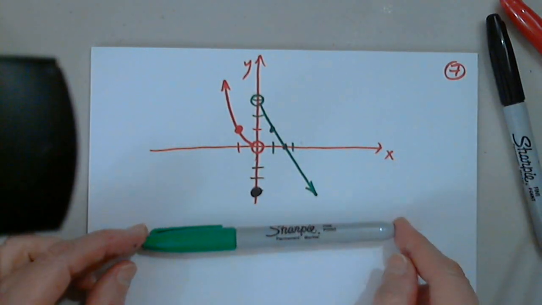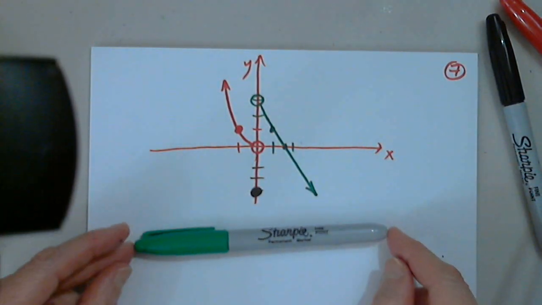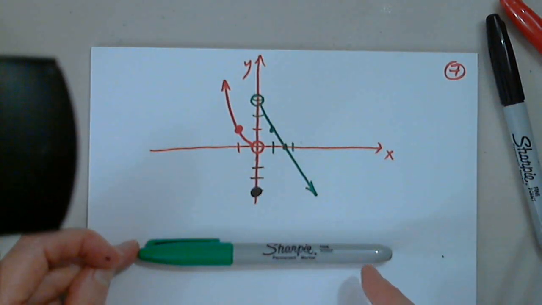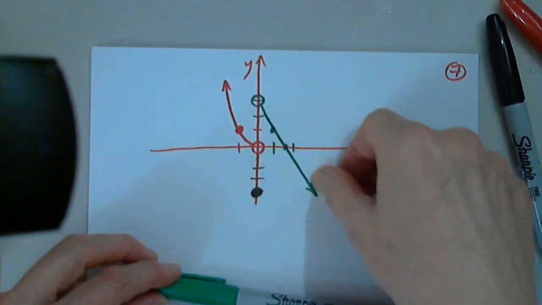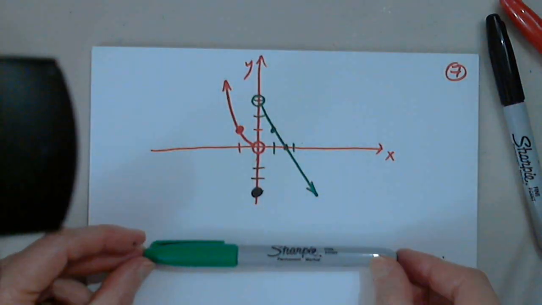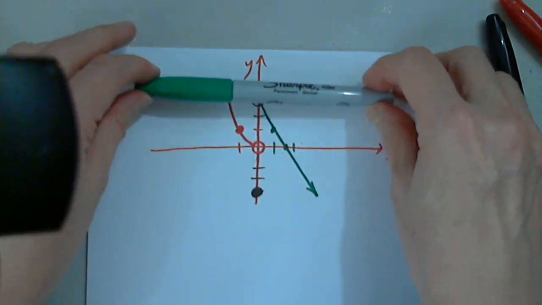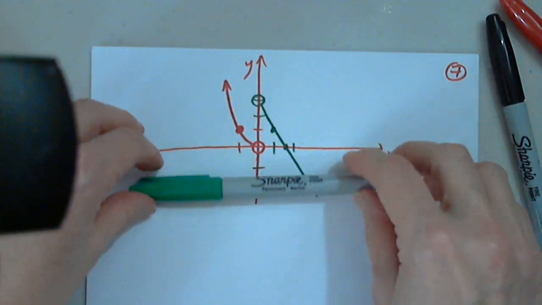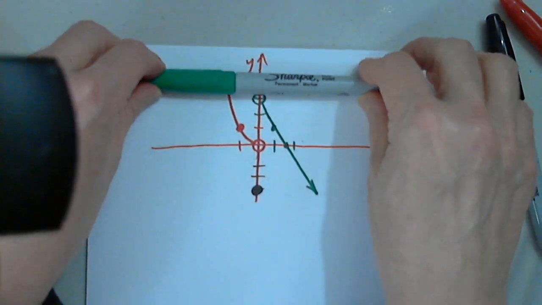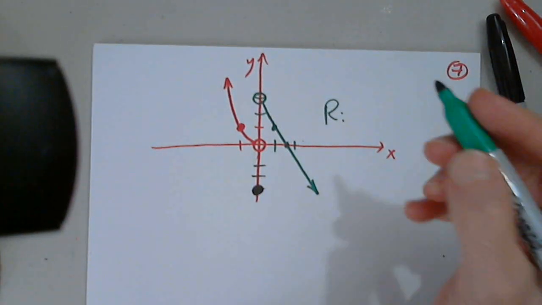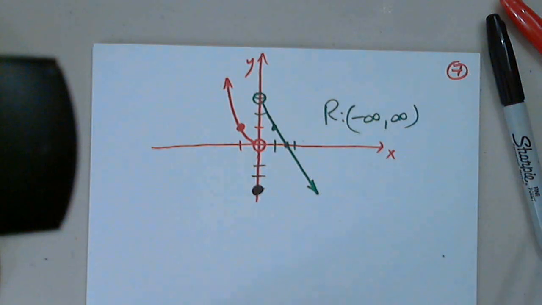Now I'm doing the same thing, but with horizontal lines. Does this horizontal line cross the function? Yes, because this goes all the way, and this goes all the way. Yes, yes, yes. It crosses at least in one point at all times. So what would be the range of this function then? Would it be all real numbers again? Yes, of course. Negative infinity to infinity.